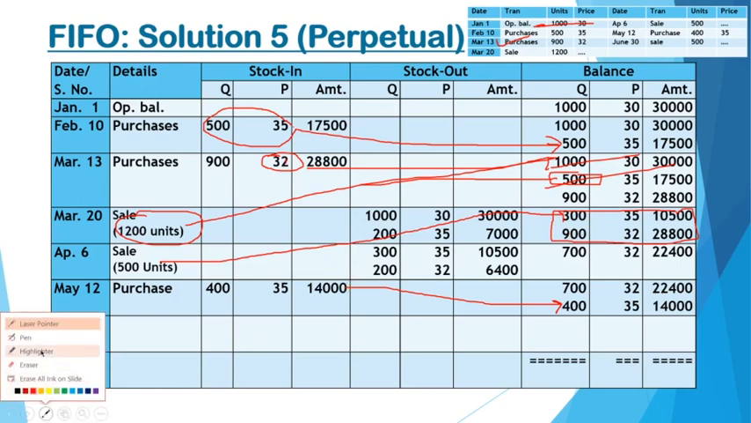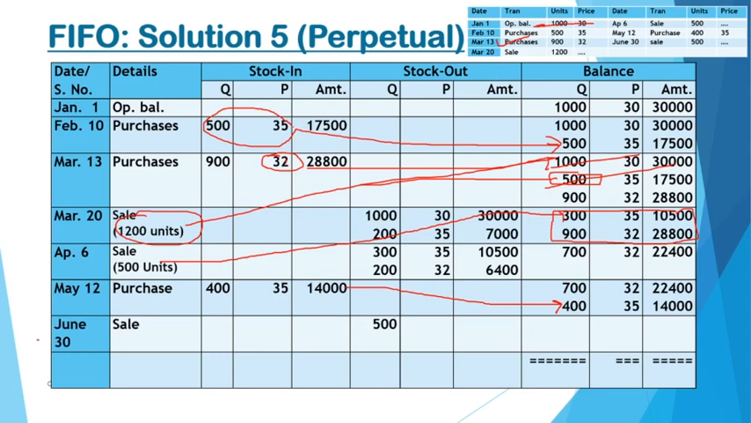What is our next transaction? Next transaction is again a sale. So you are selling 500 units. Which lot will be used? The FIFO method says first in first out, which means you will be utilizing the first lot here. So your lot is sufficient for this. 500 units are from the lot of 32. And what is left? Your first lot is still left here, so 200 units are left therein and the next lot is completely there with us. So this is our closing stock.